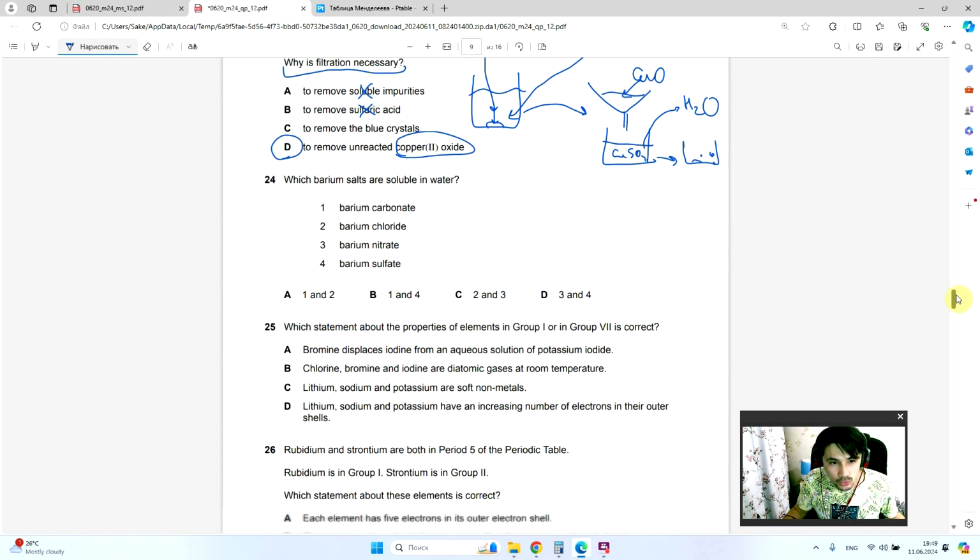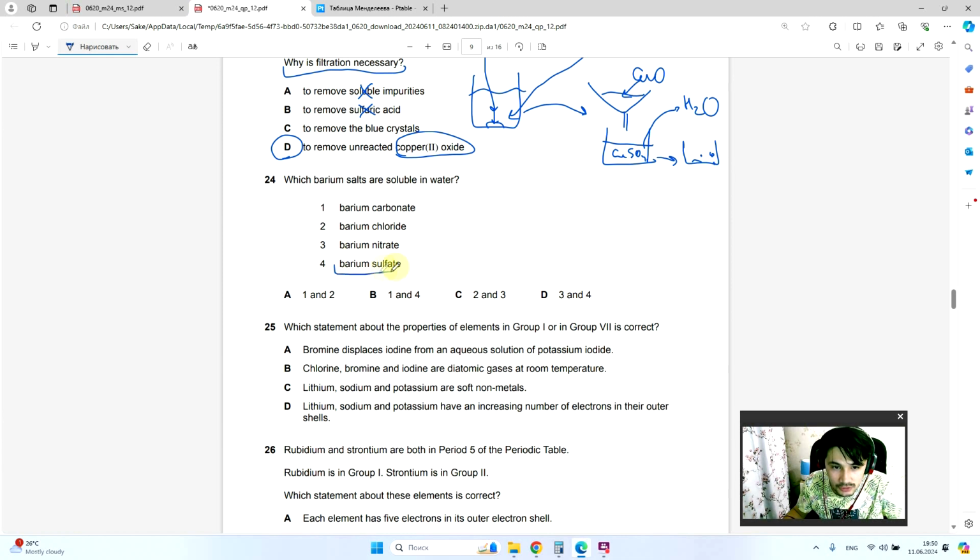Alright, next question. Which barium salts are soluble in water? So, how can you guess this? It's about trends of group 2 elements. You need to remember also solubility rules with exceptions. This topic is related to salt preparation, and solubility rules are given and you need to memorize them. There is no solubility chart at the end of the booklet, so you better just remember them.